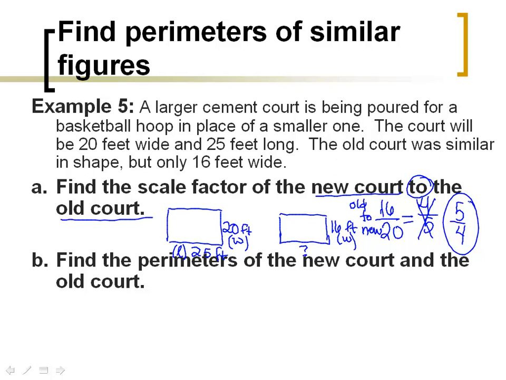Sometimes you got to watch the wordings. If you see that word "to" in the middle, the first thing goes on the top of your fraction, the second goes on the bottom. So 5/4 is what I multiplied my old court by to get my new court lengths.